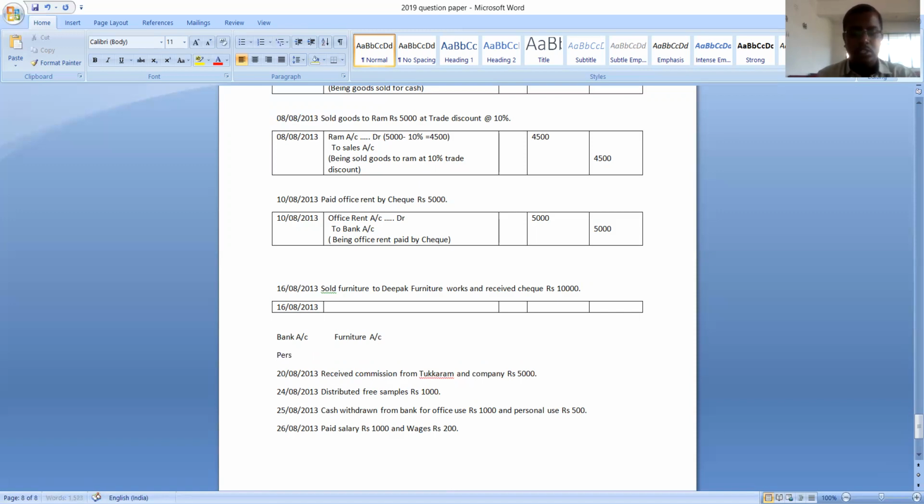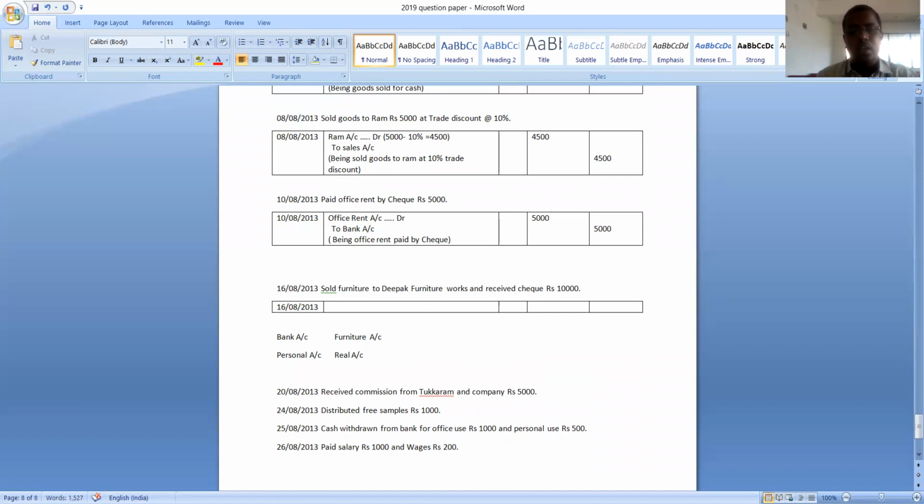Bank account is which account? Bank account is a personal account. Furniture account is which account? It is a real account. When we received check, this Deepak Furniture account will not come. You are selling furniture, it is an asset for you, so sales account will not come. Asset account will come. So bank account and furniture account.